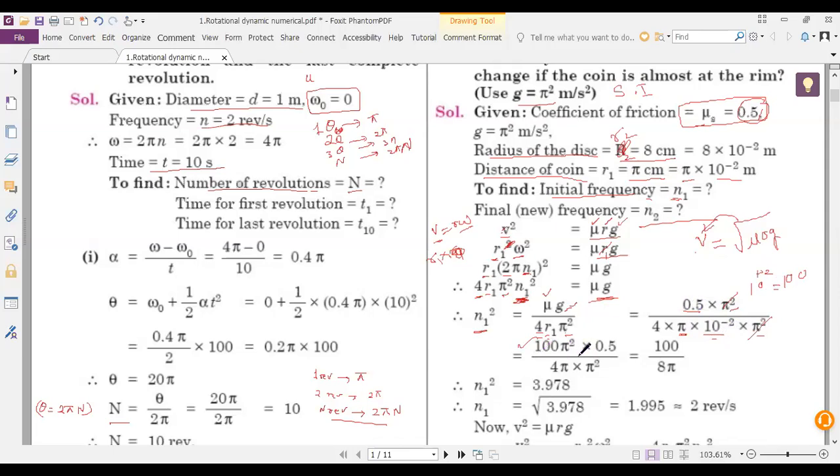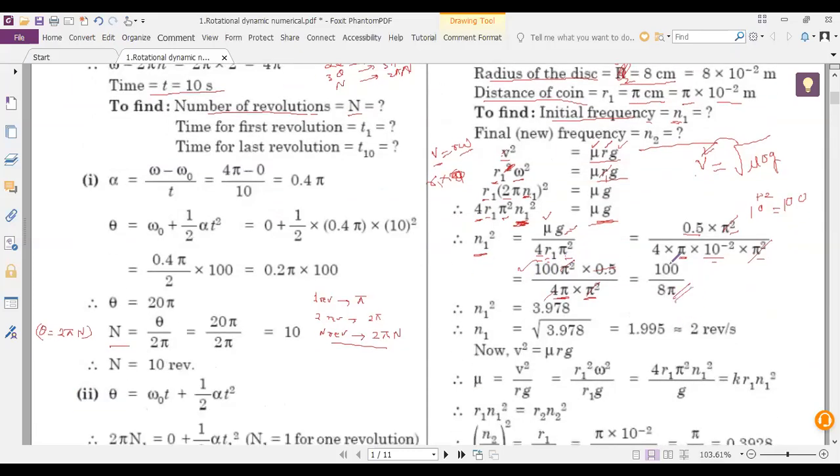100 pi square and 0.5 is as it is. Inside is 4 pi and pi square. Now here he did something slightly different: he did not cancel the pi, but we have already cancelled this pi, right? Now when you multiply this part, what are you getting? 100 upon 8 pi. That means they multiplied this and this part only. They did not divide by this 100.